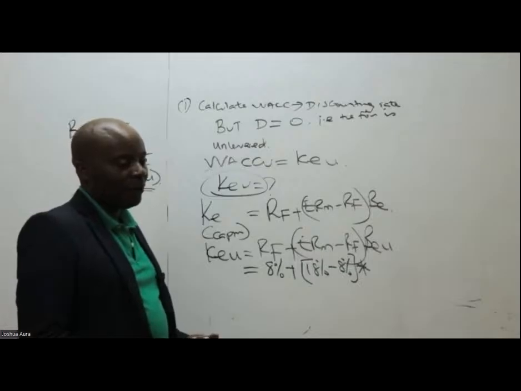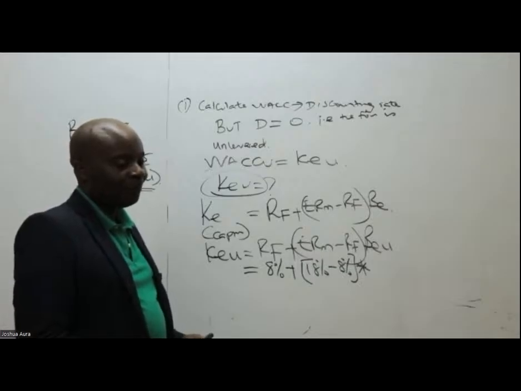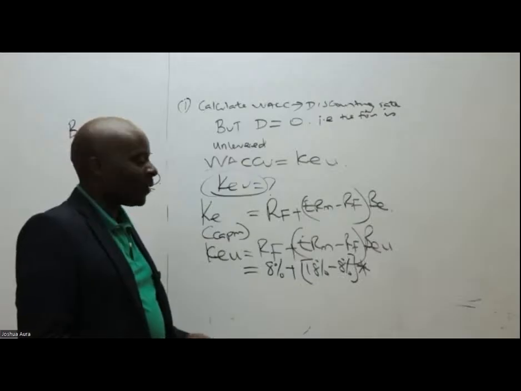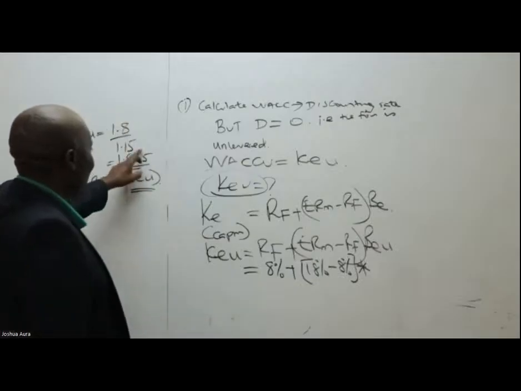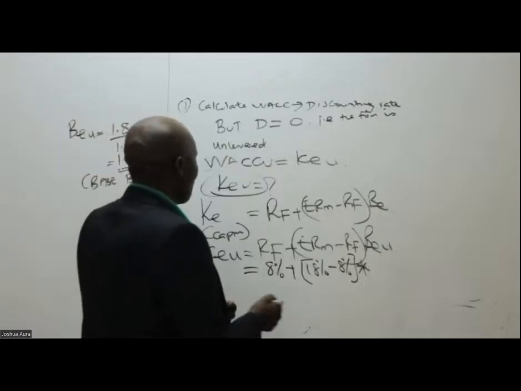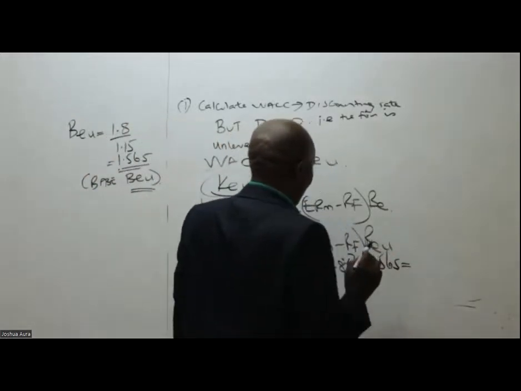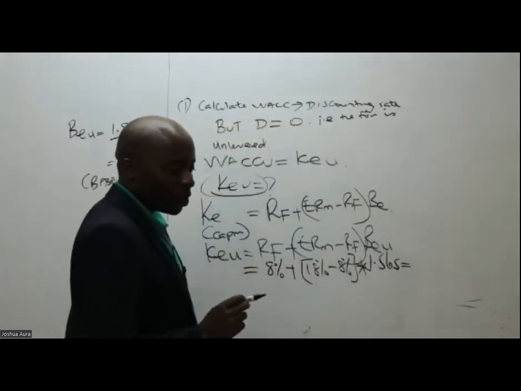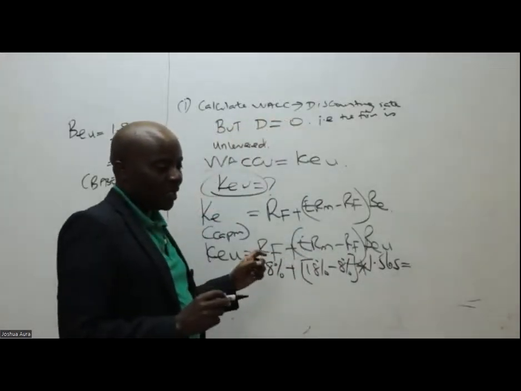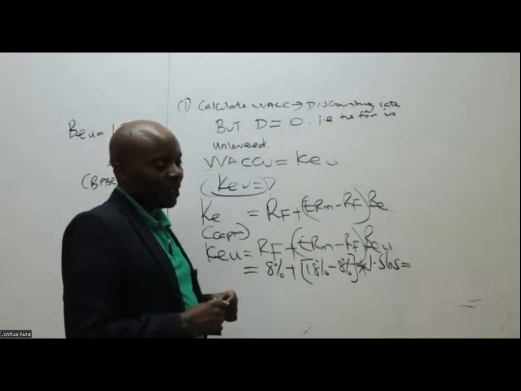Beta equity of unlevered firm: 1.565. We have it here, because I'd written it like this, please allow me to use what I wrote here, 1.565. So please go slowly, and then you give me the answer. Very slowly.